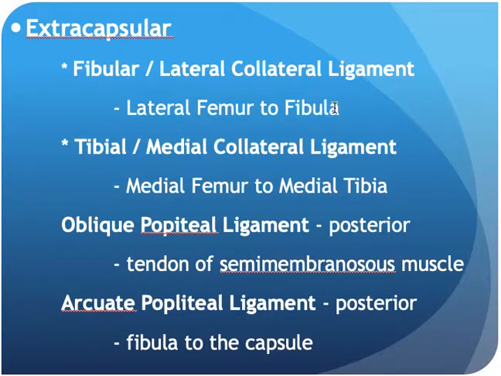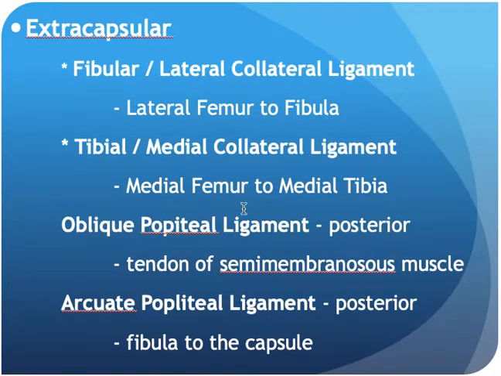Okay, so the ligament is going to run from the femur to the fibula, and again, it's going to be that ligament that's on that lateral side. We're also going to have a tibial collateral or a medial collateral ligament. And again, this one's going to be on the medial side, but it's also going to be going from the femur to the tibia.